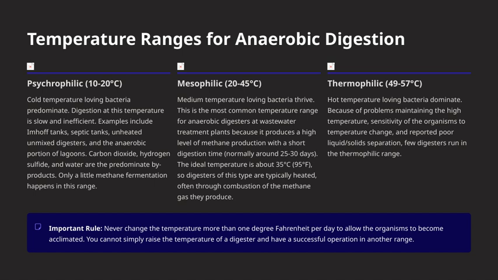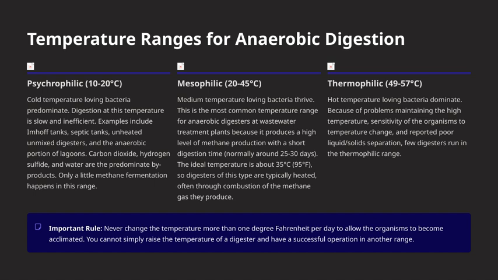It's also the most common range used in wastewater treatment plants because it strikes a good balance, producing a high level of methane with a relatively short digestion period, usually around 25 to 30 days. The optimal temperature here is about 35 degrees Celsius or 95 Fahrenheit. Because of that, digesters in this range are typically heated, often by burning the methane they produce, to maintain that ideal temperature.